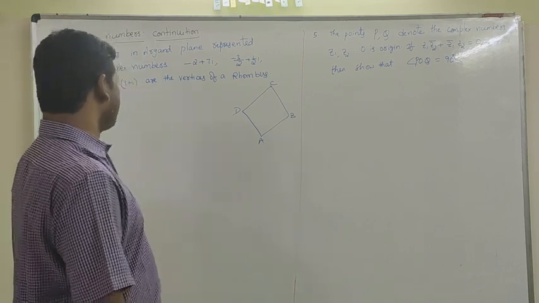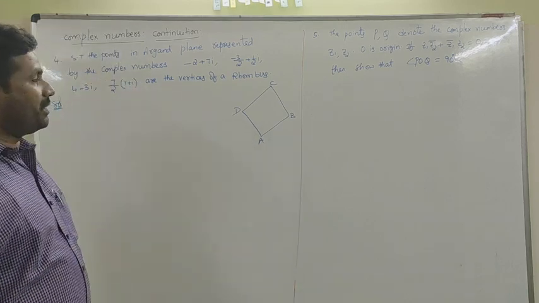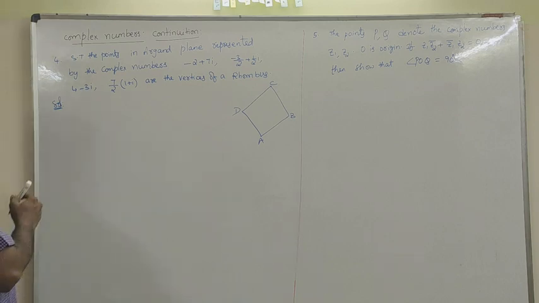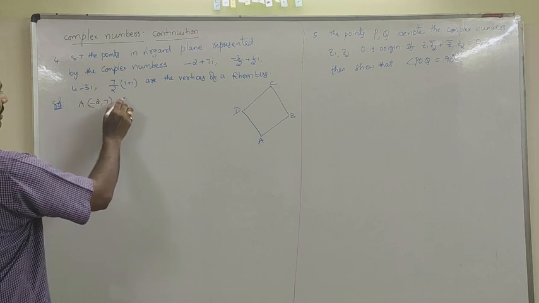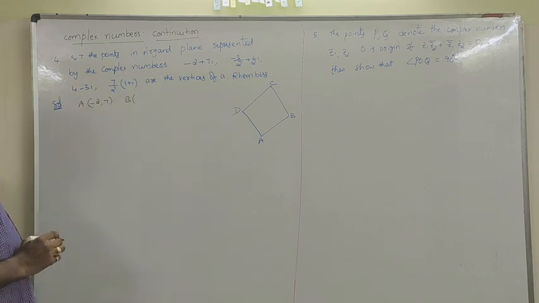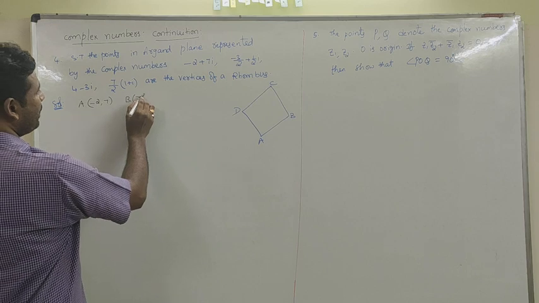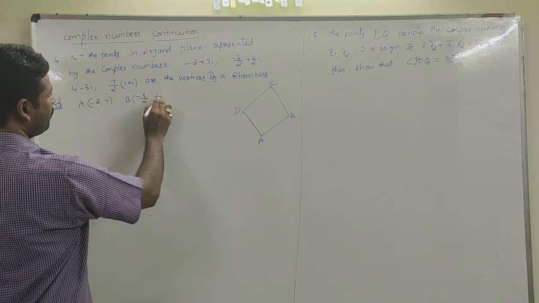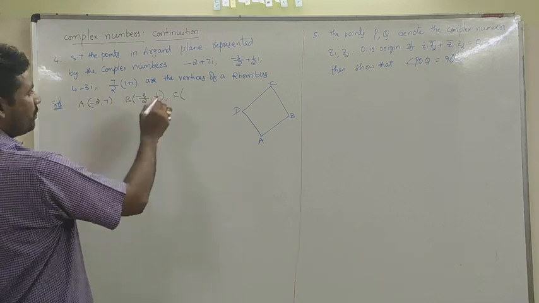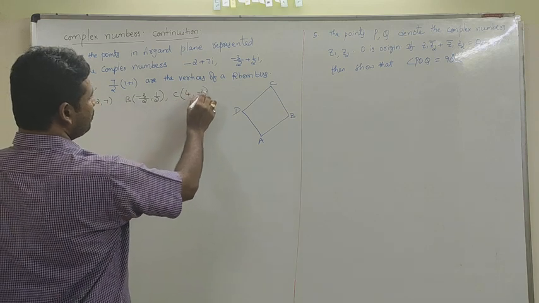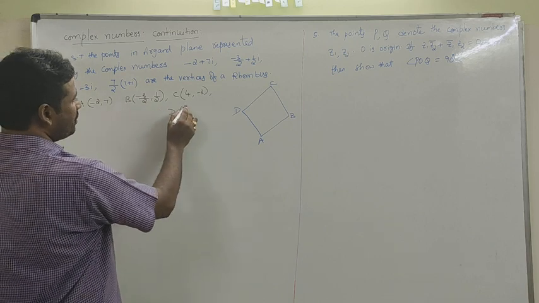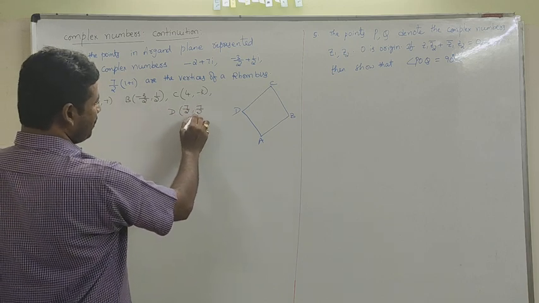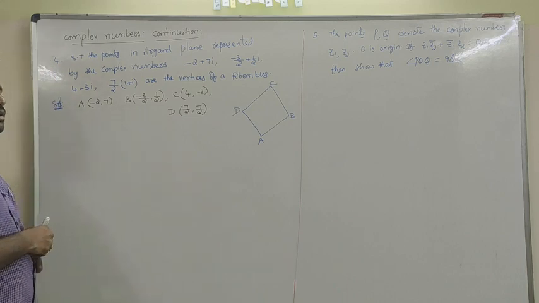Right students, now the series problem: show that the points in the orthogonal plane represented by the complex numbers -2 + 7i, -3/2 + i/2, 4 - 3i, and (7/2)(1 + i) form a certain figure. A is the point (-2, 7), B is the point (-3/2, 1/2), C is the point (4, -3), and D is the point (7/2, 7/2). These are the four points A, B, C, D.